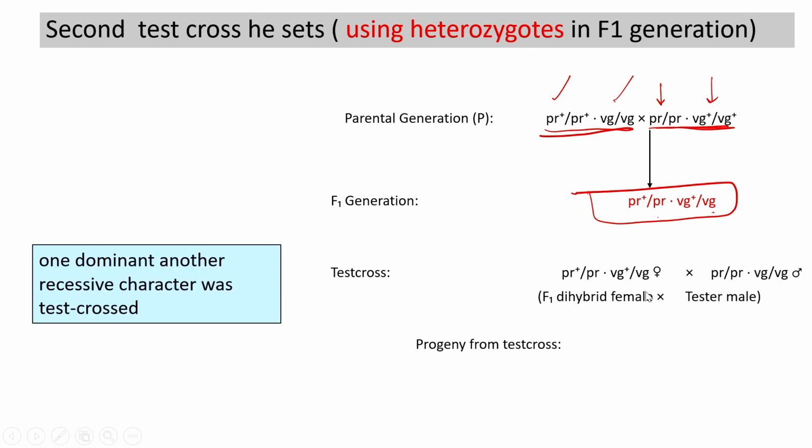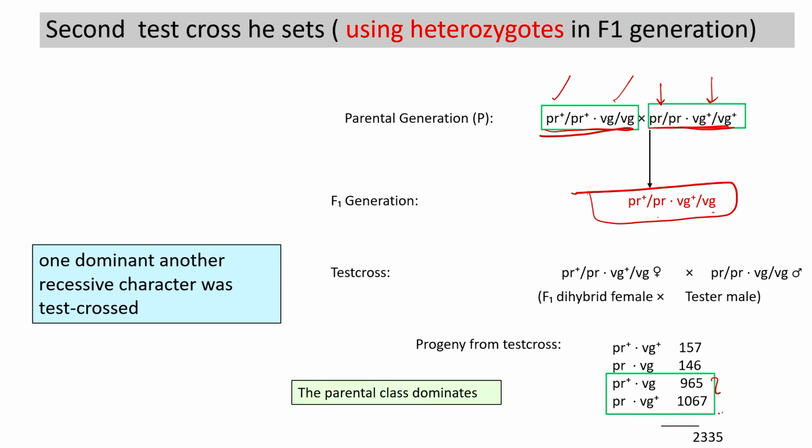So if you see, when he has this progeny, and when he put the test cross with the tester male, recessive male for vestigial and purple, what he found, you see, now the major class here, they are the parental class. Before also, whatever the parental genotype was the dominating class, whereas the new classes are less.